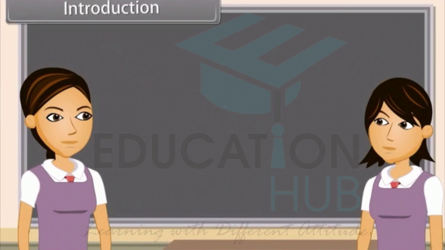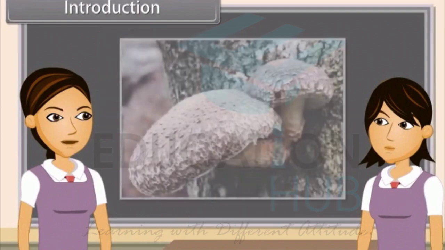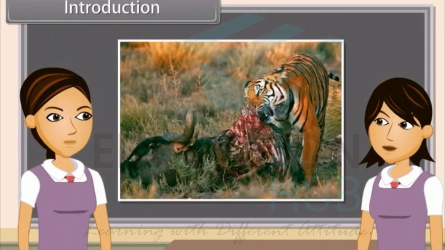Introduction. We know that animals are heterotrophic and hence they depend on other organisms for their food. Yes, animals need an external source of food. So we can also say that they depend upon ready-made food, and this may come either from plants or from other animals.